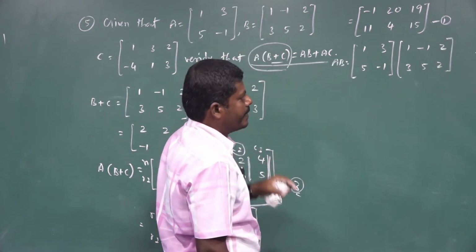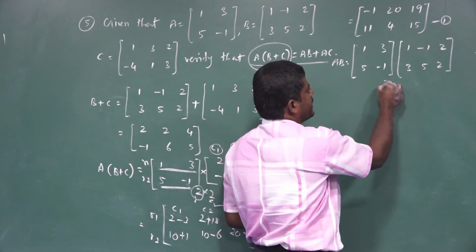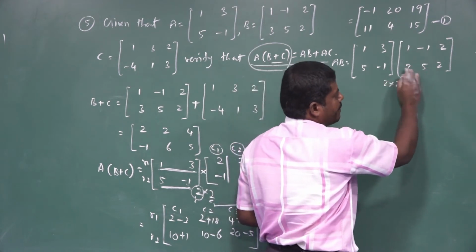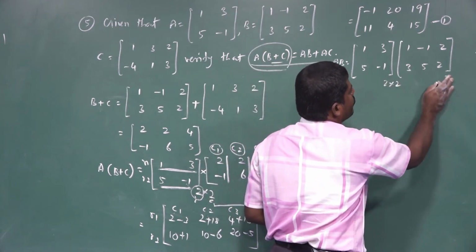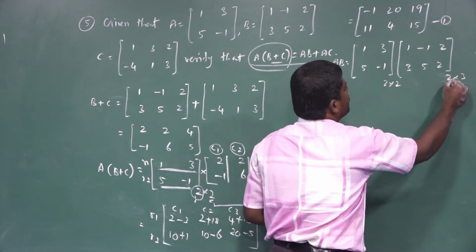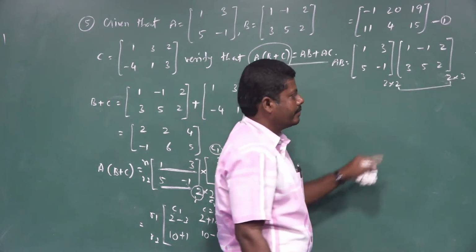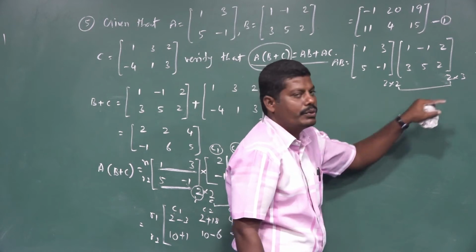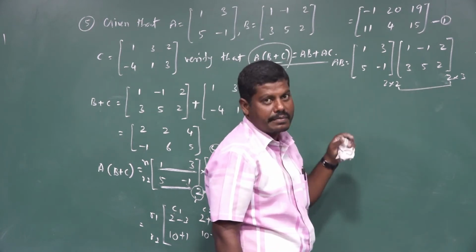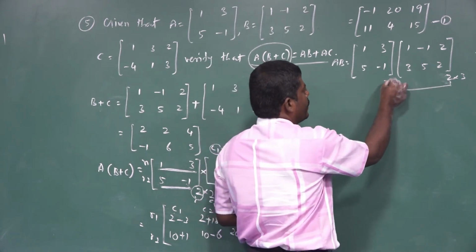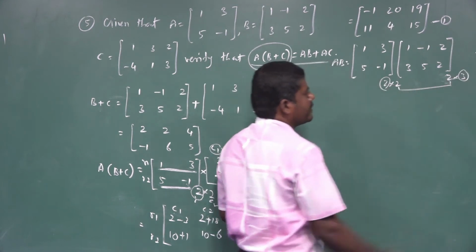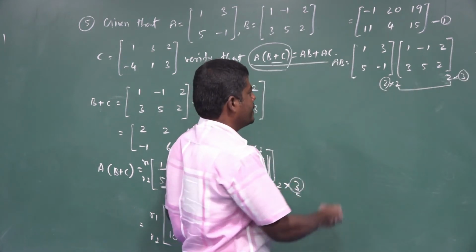We want to multiply these two matrices. The order of our first matrix is 2 by 2. The order of our second matrix is 2 by 3. So the product AB is possible, because 2 equals 2. Our result order will be 2 by 3.